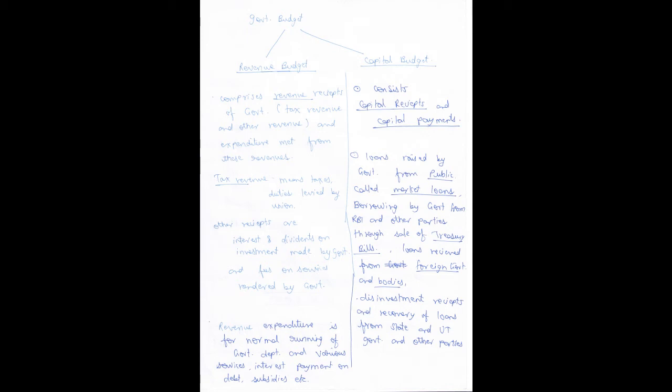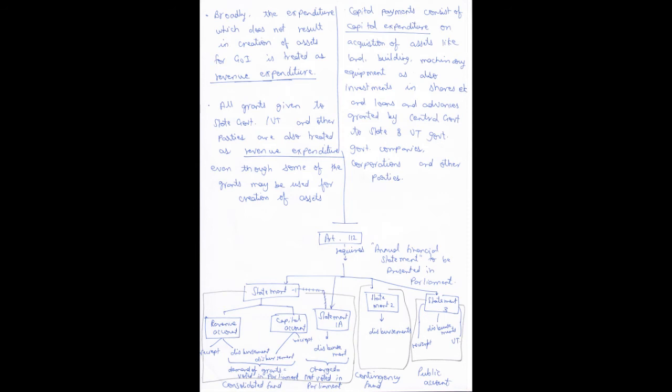Disinvestment receipts, like sale of any PSUs, and recovery of loans earlier given to a state or UT or any other party. So capital payments consist of capital expenditure on acquisition of assets or selling of assets. Assets can be land, buildings, machinery, equipment, shares.